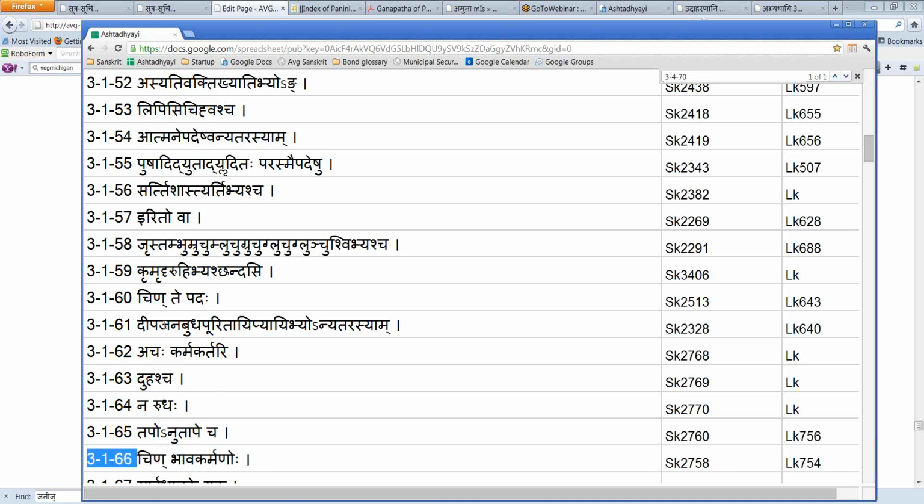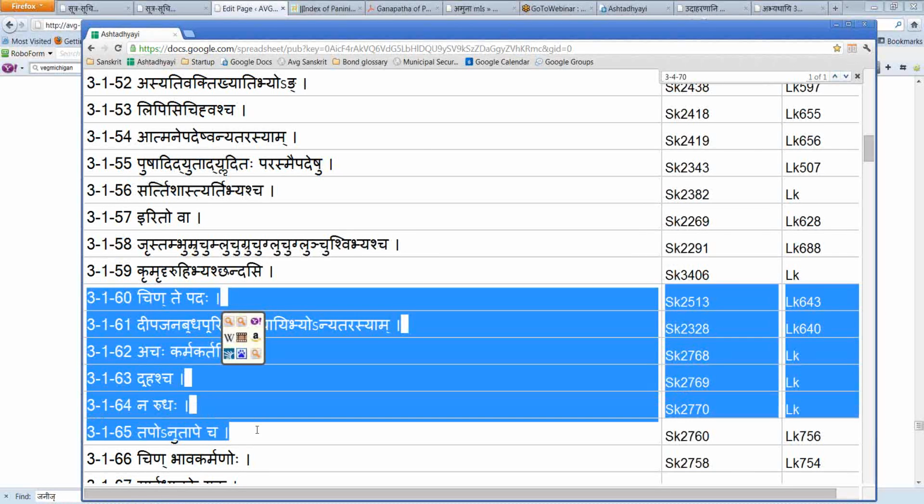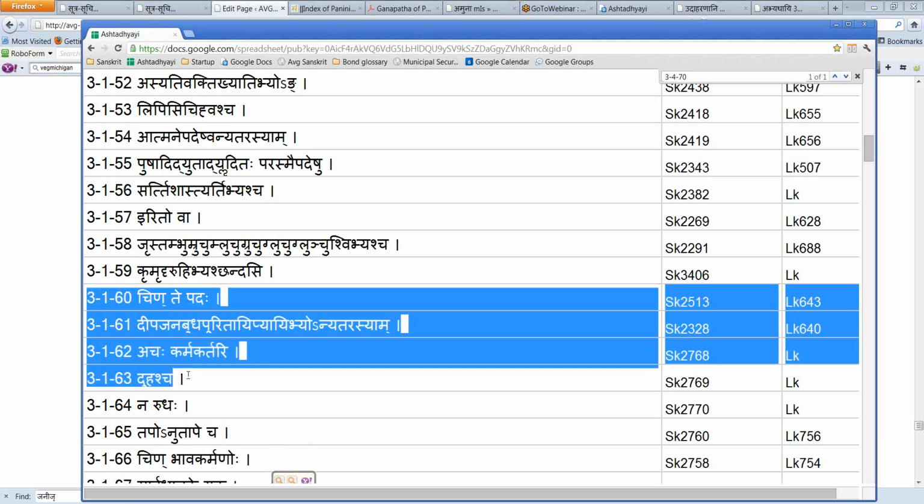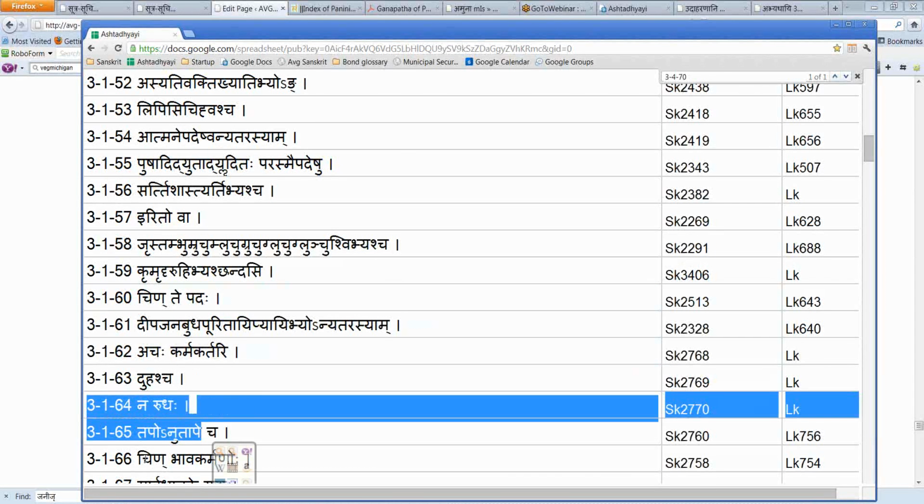Let's look at this briefly again, chinte padaha. These rules from 61 to 65 are not in the passive. This chin bhava karmanoho is only in the passive and applies to any dhatu. This affix chin is prescribed in the passive only by 3.1.66. Rules 60 to 63 prescribe chin, but not in the passive, and 64, 65 are the negation. Then after that comes 66, chin bhava karmanoho. So really we want to get to chin bhava karmanoho, but before that we can quickly look at 3.1.60, where chin first starts.